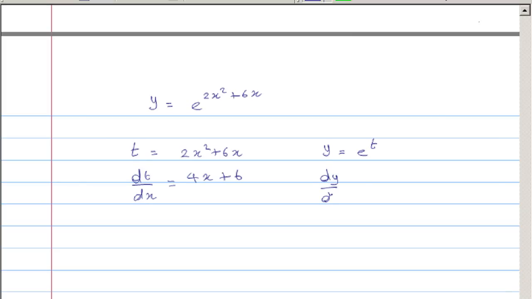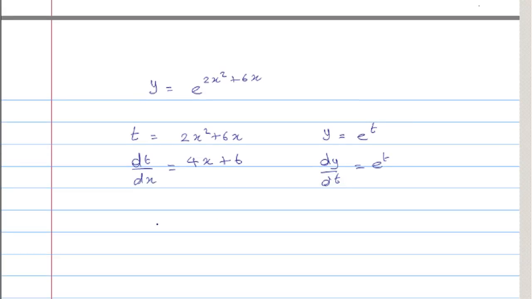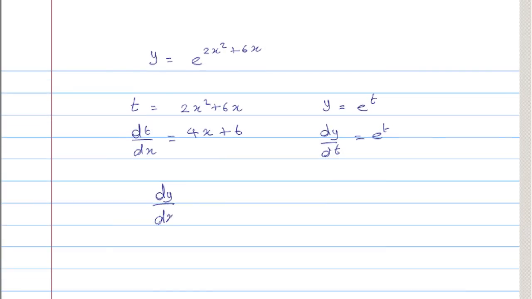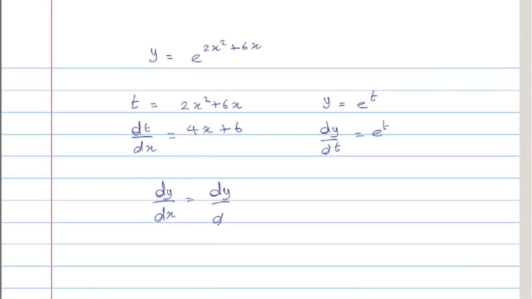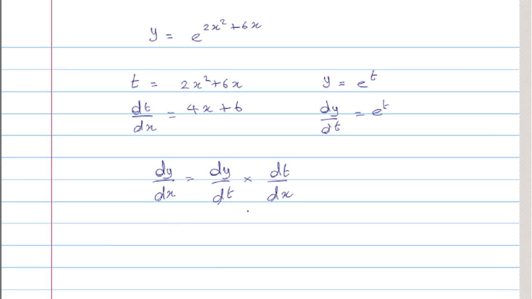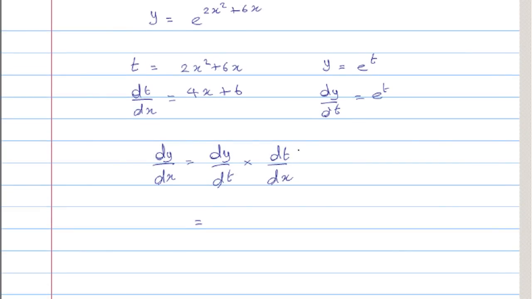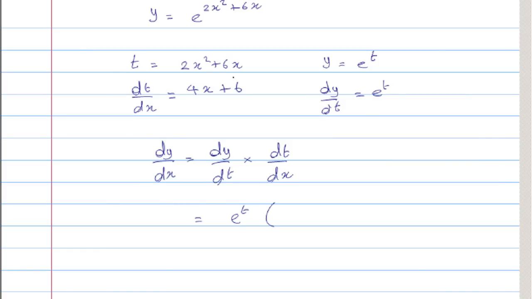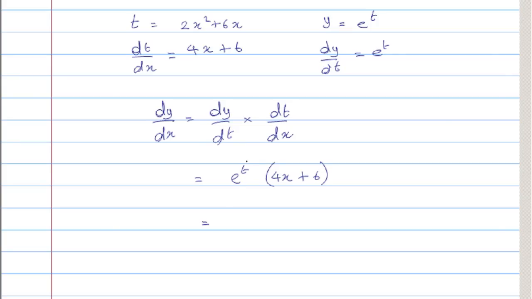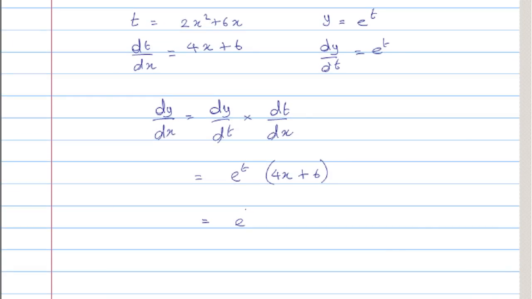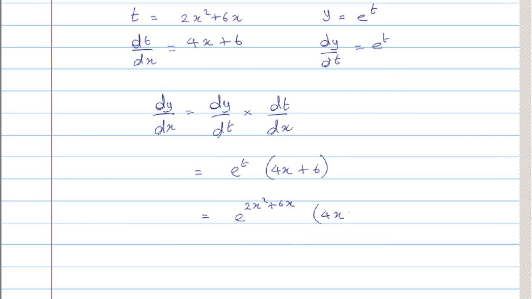dy over dt will be equal to e to the power t. And then I use the chain rule. The chain rule says dy over dx is equal to dy over dt times dt over dx. And that's just the chain rule. Then I substitute for dy over dt, which is e to the power t, times dt over dx. So dt over dx is equal to 4x plus 6. And if I substitute back for t, I get e to the power 2x squared plus 6x times 4x plus 6.